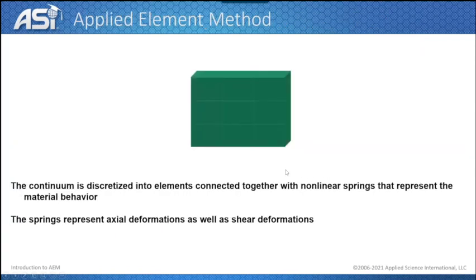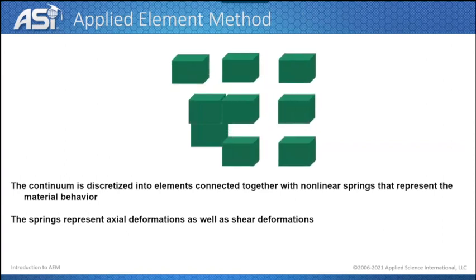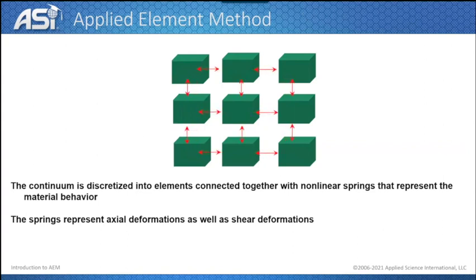And now let's speak about the technology itself and the method, the applied element method, and how it works. The applied element method is a stiffness-based method similar to FEM, where you subdivide the structural components like a girder or a beam or a slab into several solid elements. And then you connect the solid elements together with what we call material springs. The springs here represent the axial deformations as well as the shear deformations that happen inside the material.